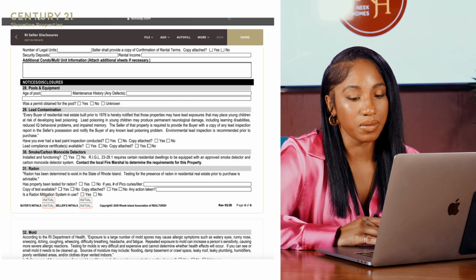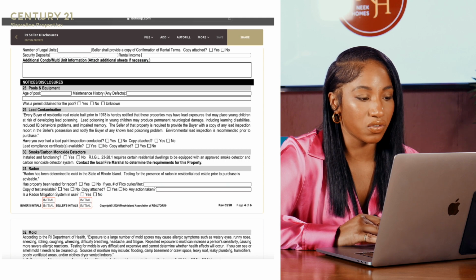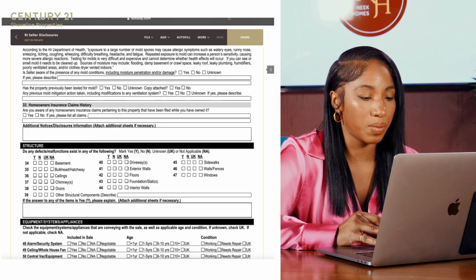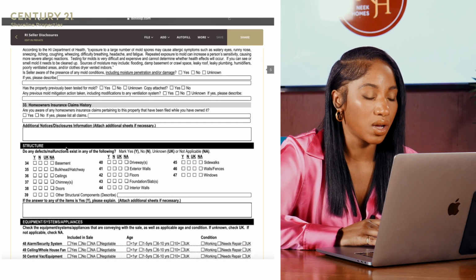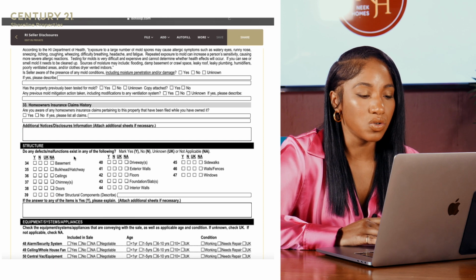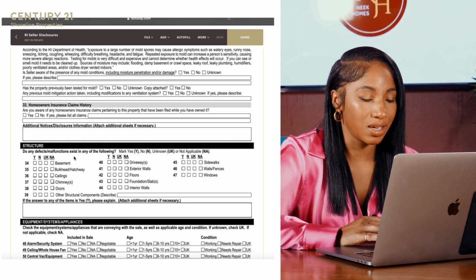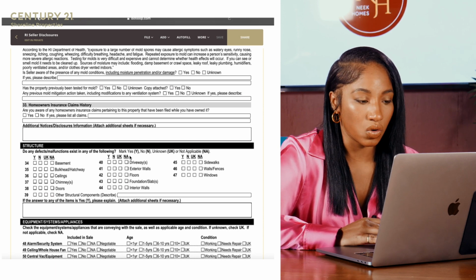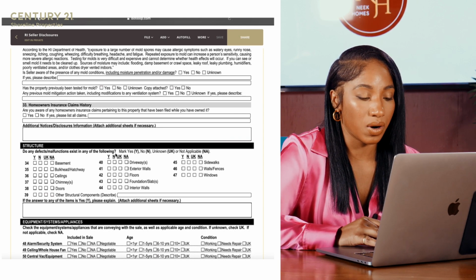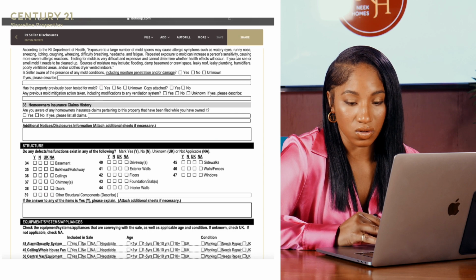And then at the bottom of the document, on page 5, you're going to see structure. They list out a bunch of places in the house: your basement, your bulkhead, ceilings, chimney, doors. Do you know of any defects, or is that information unknown, or does it not apply? You're going to check mark all those things.